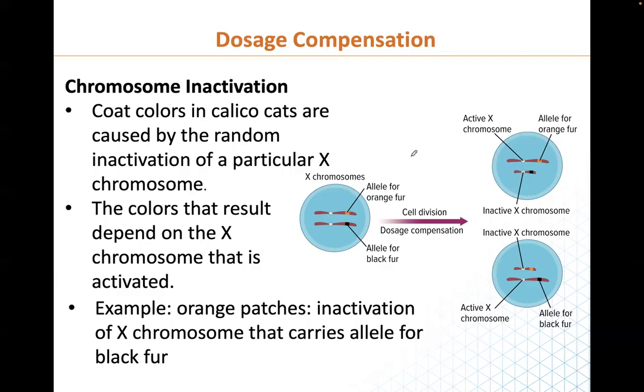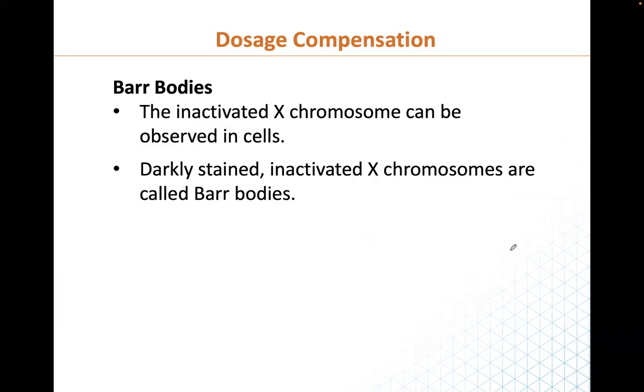the orange fur. During cell division, they divide into two, and one of the X chromosomes gets inactivated. So this one carrying the black fur is inactivated, and the cat would have orange fur. And the other way around, if the allele responsible for the orange fur is inactivated, the cat would have black fur. So this is what we call dosage compensation.